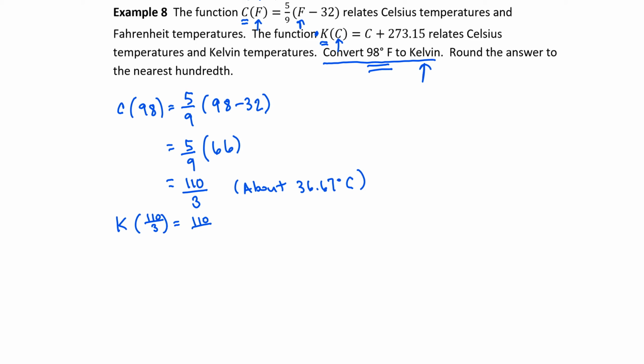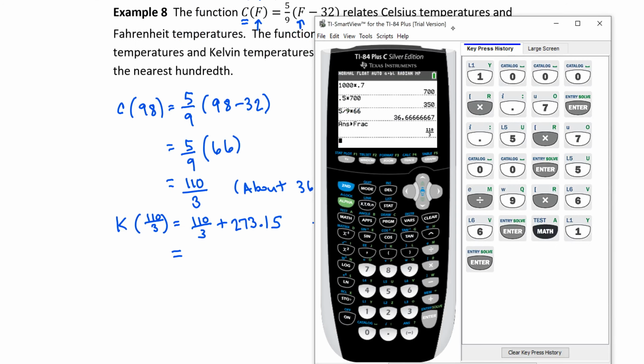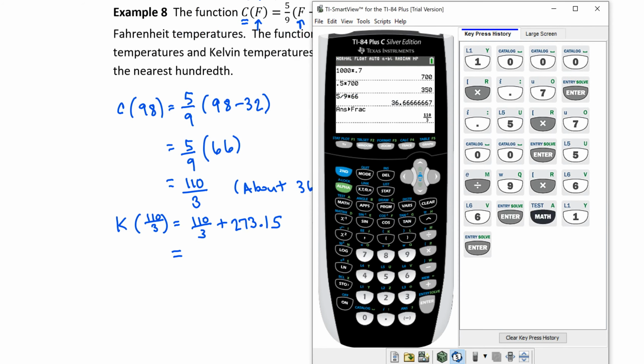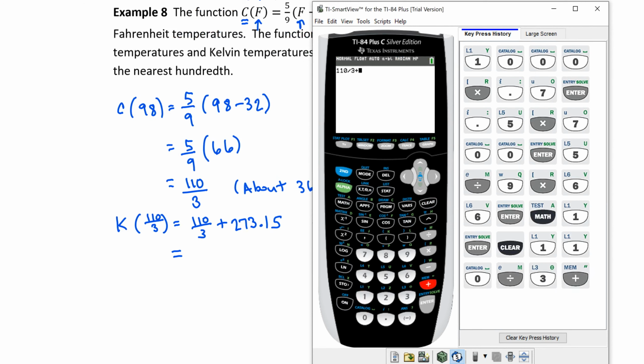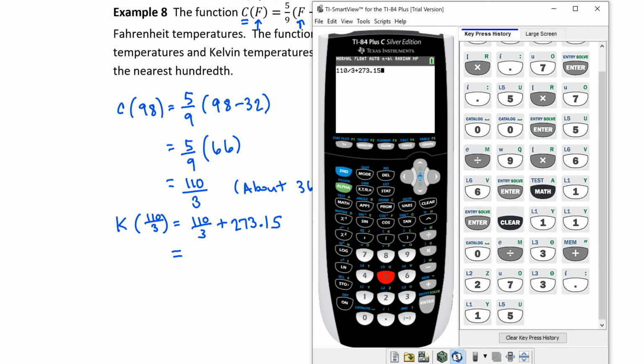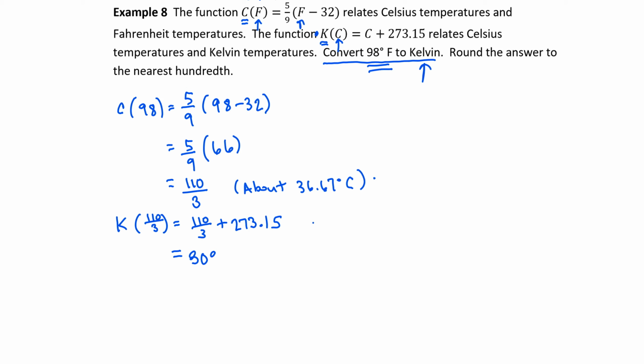So we have 110 over 3, and the reason I'm using 110 over 3 is because I'm waiting to the very end of the problem to round. If I round here and I round here, I might get a little bit of rounding error, so I'm just being careful about that. If you wanted to use the 36.67, it probably wouldn't make that big of a difference in this problem. So 110 divided by 3 plus 273.15 rounded to the nearest hundredth, that is 2 decimal places, is 309.82 degrees Kelvin. So it's a much wider scale than either Fahrenheit or Celsius.